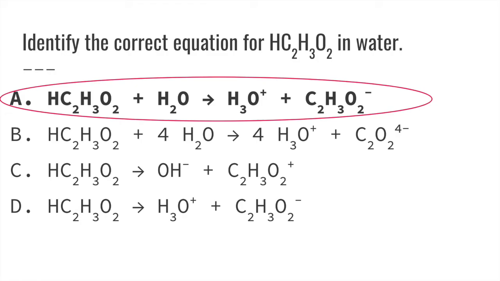Option B is incorrect because even though it is a balanced equation, it incorrectly removes all the hydrogens, even the ones in the middle of the formula, and not just one from the front of the formula. Option C is incorrect because this molecule is an acid, so it will produce H3O+ and not OH-. Option D is incorrect primarily because it's not balanced. The H2O molecule is missing from the left side of the equation.